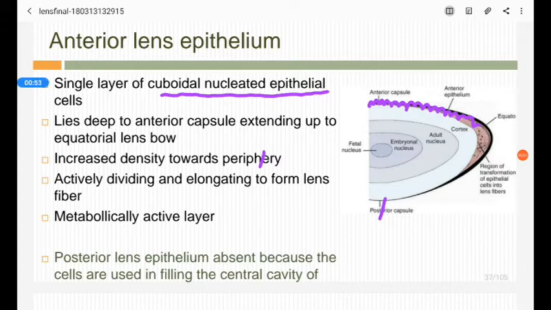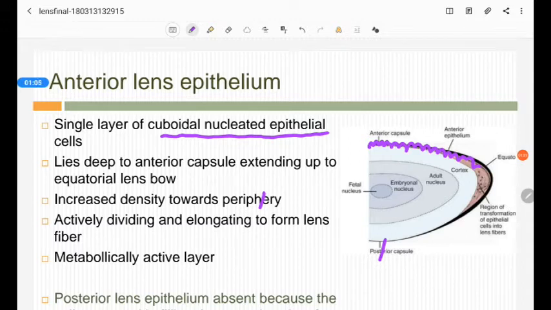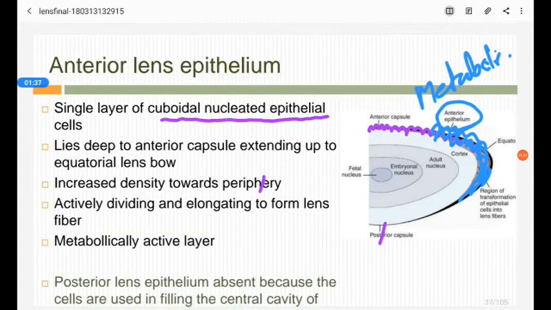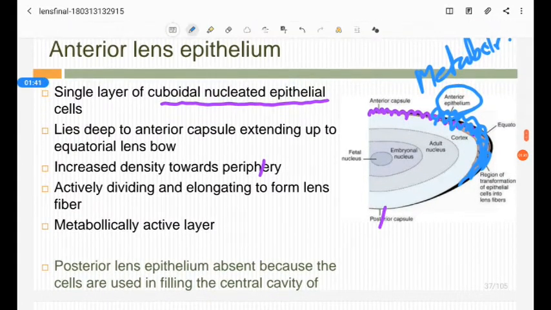At the equator, they divide and elongate to form the lens fibers. So the density of the fibers is more at the periphery, and at the periphery the anterior epithelia extend or modify to form the lens fibers. And this is that part of the lens that is metabolically active. Now the posterior end of the lens epithelium is absent actually because the cells are used in filling the central cavity.